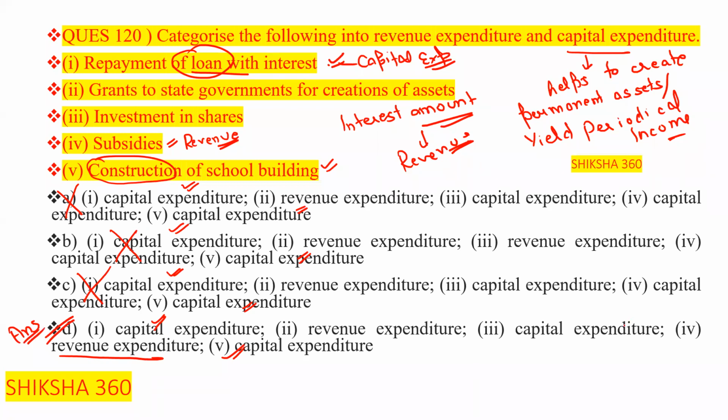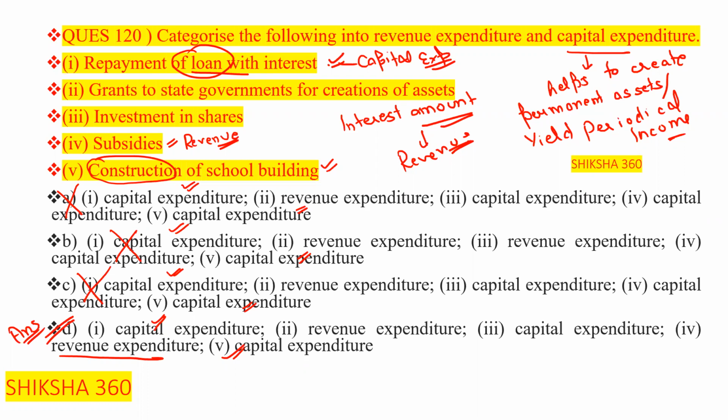So sometimes you have to eliminate the options. In these types of questions, try to eliminate the options first so that you are able to move towards the correct answer.